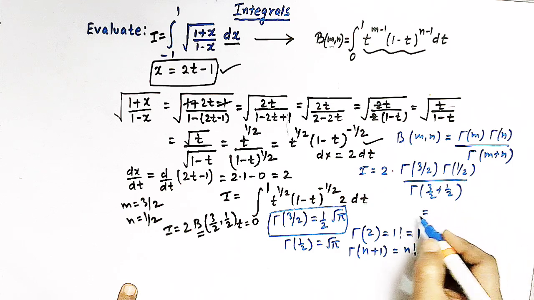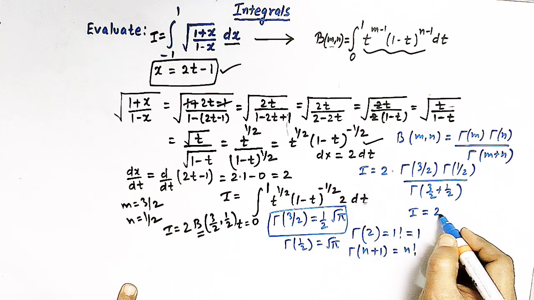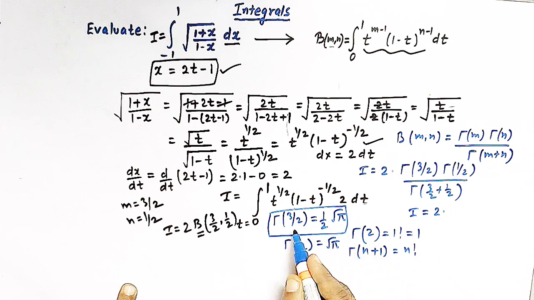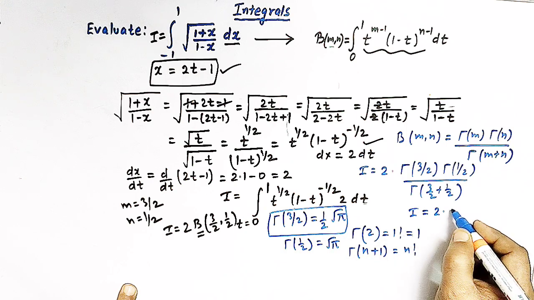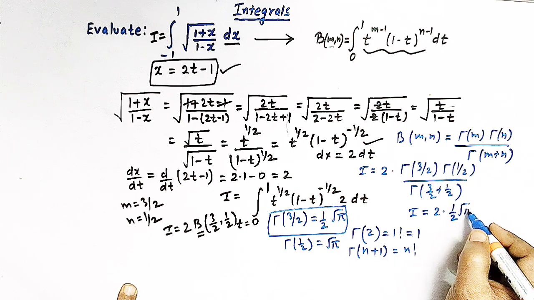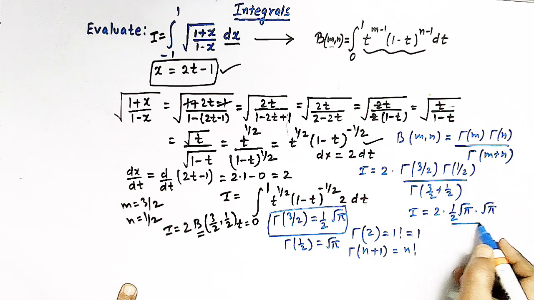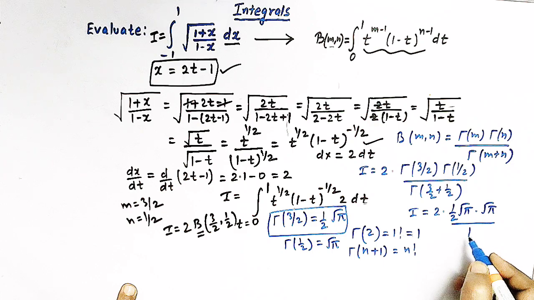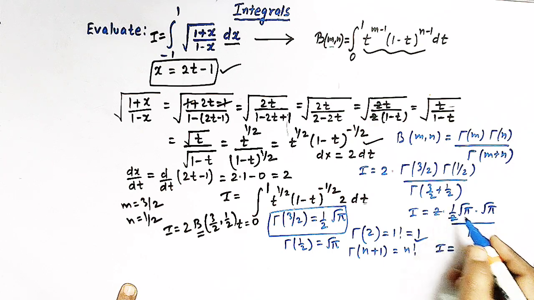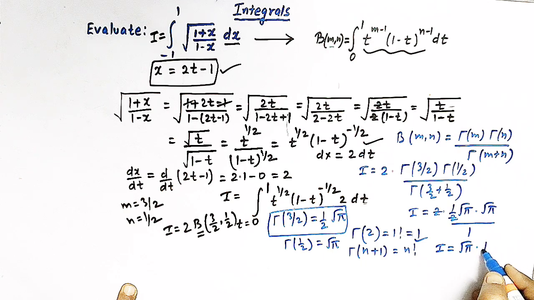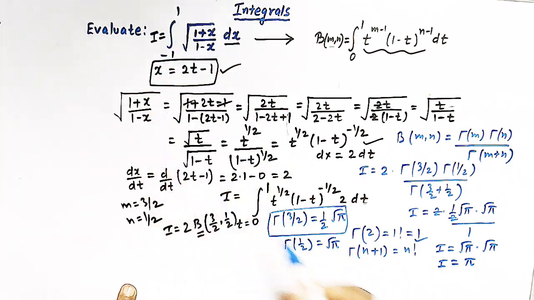So now we can write the value of I as 2 times, here we have gamma 3 by 2, that is half square root of pi, and here we have square root of pi, and in the denominator we have 1, right? So we have I is equal to, this 2 and this 2 get cancelled, and root pi times root pi, that is equal to pi, right? So viewers, the value of this integral is equal to pi.